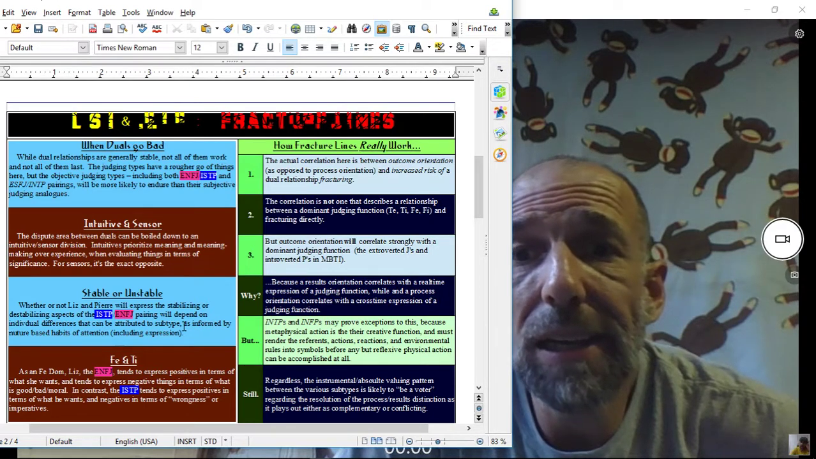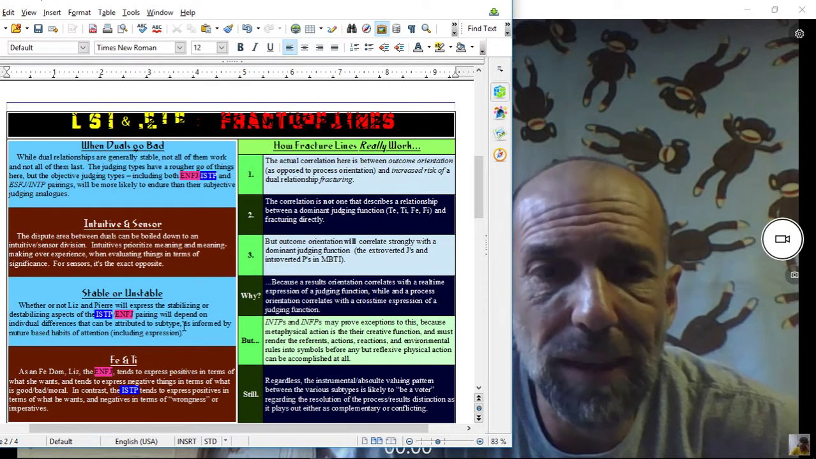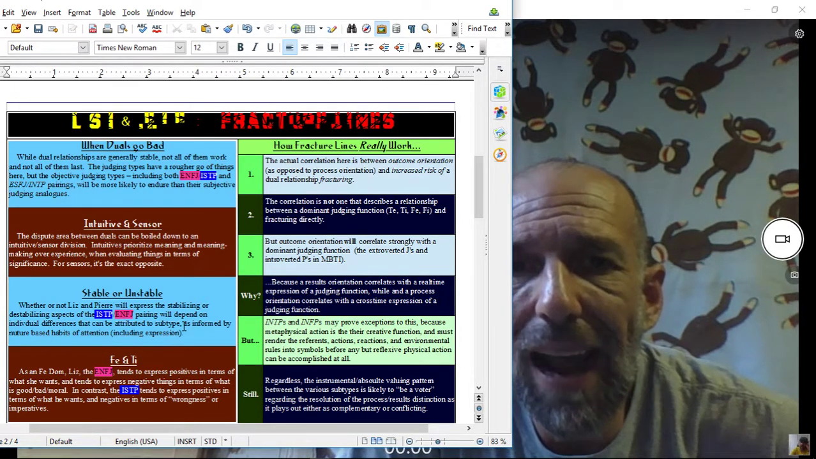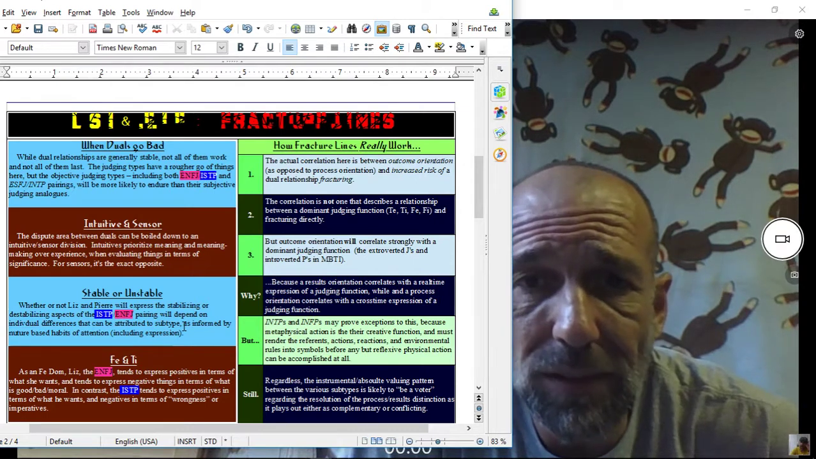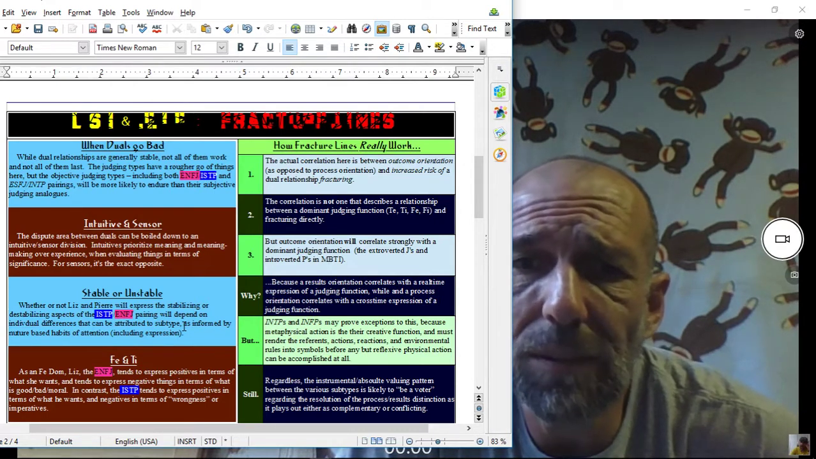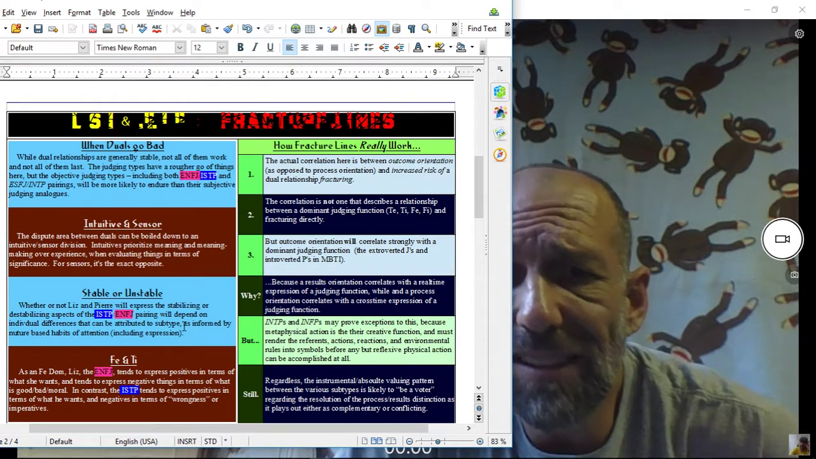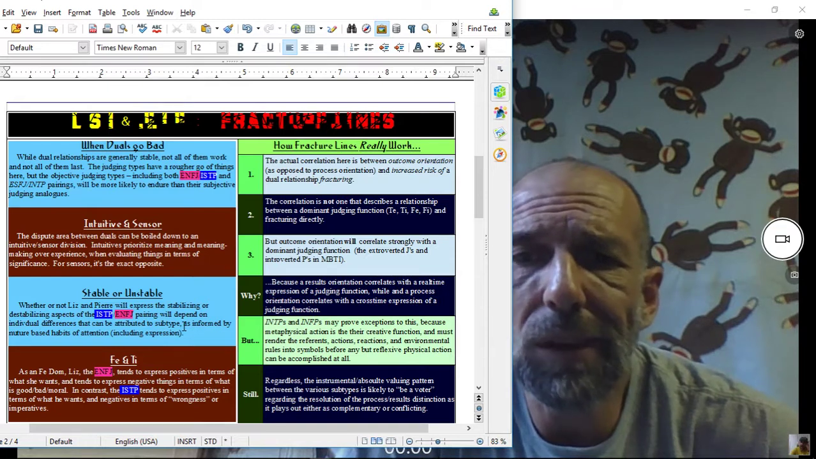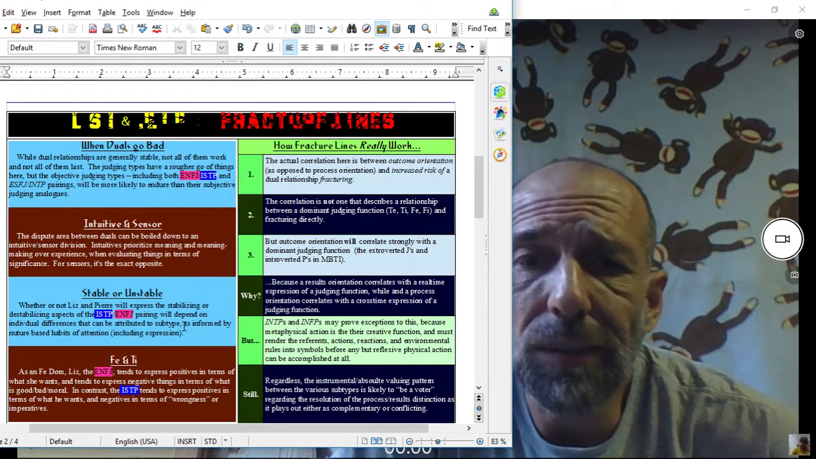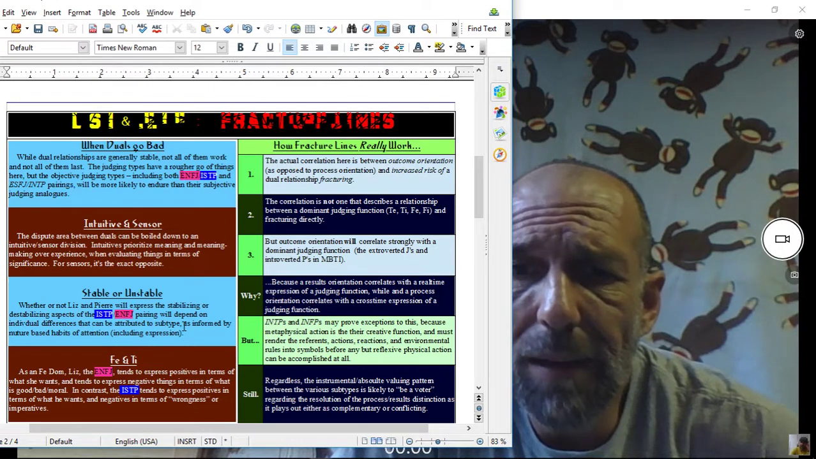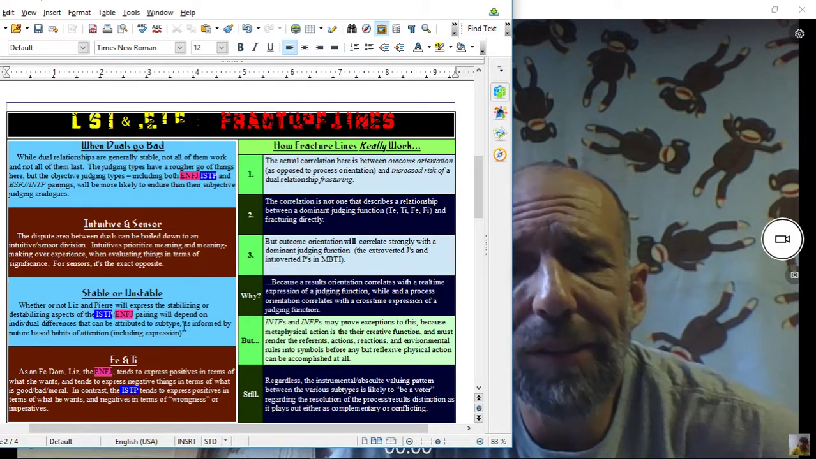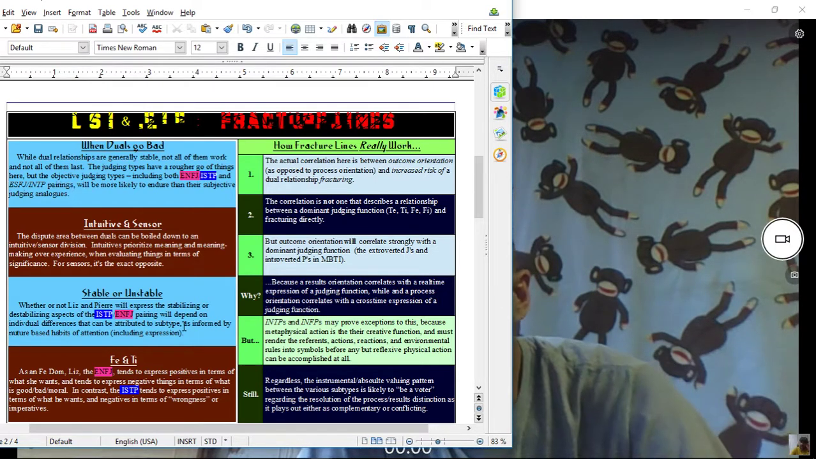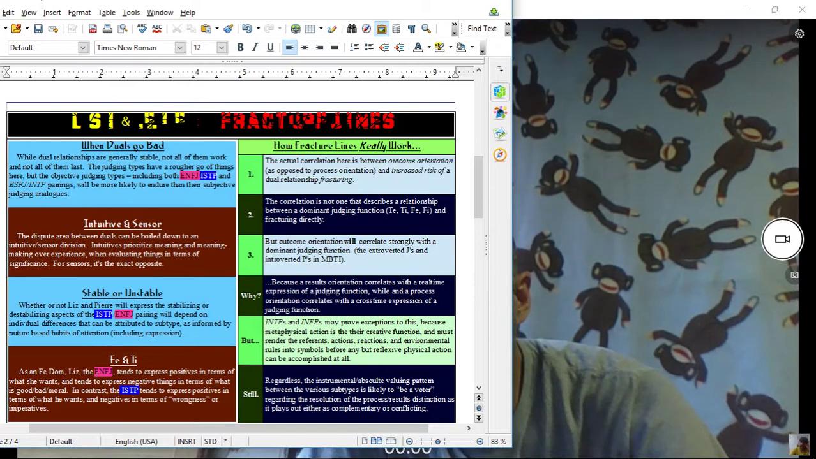Now, here you'll see I break down exactly how the actual mechanism works. The actual correlation here is not between meow and meow. It's between outcome orientation, as opposed to process orientation, and increased risk of a dual relationship fracturing. The correlation is not one that describes the relationship between the dominant judging function and fracturing directly, but outcome orientation will correlate strongly with the dominant judging function, extroverted J's and introverted P's in MBTI. And this is so because a results orientation correlates with a real-time expression of a judging function, while a process orientation correlates with a cross-time expression of a judging function.